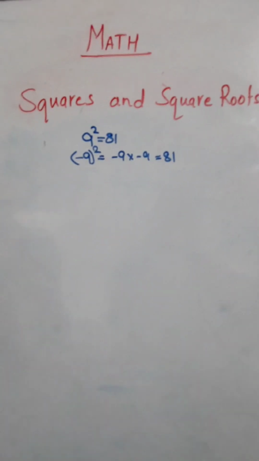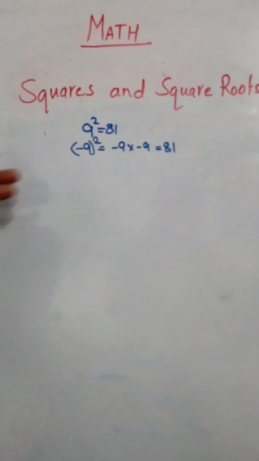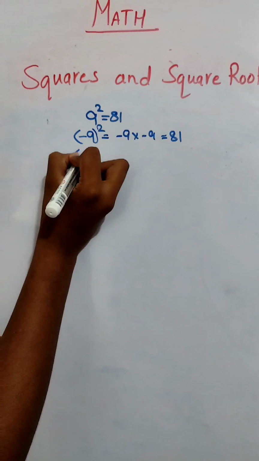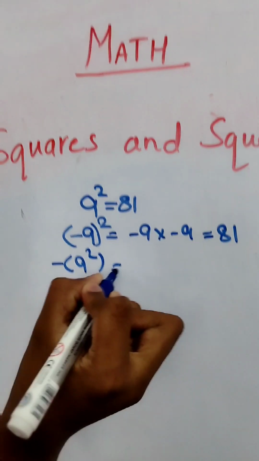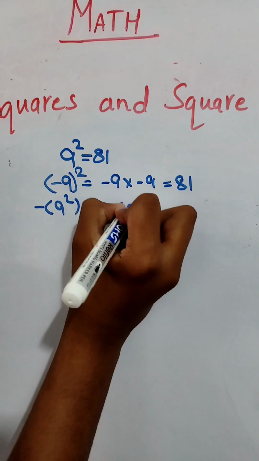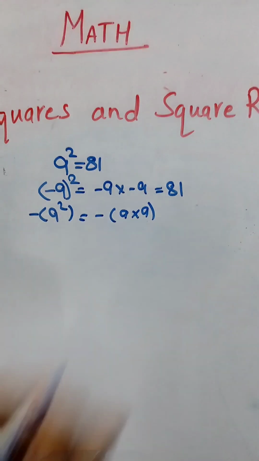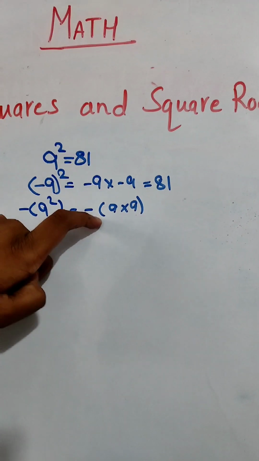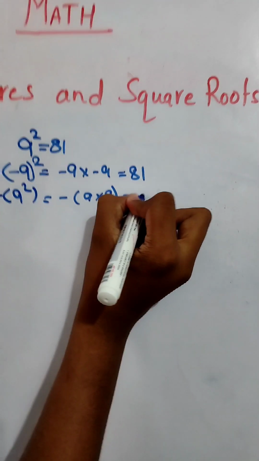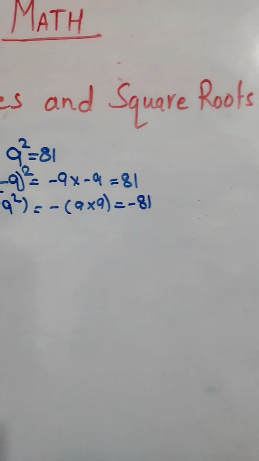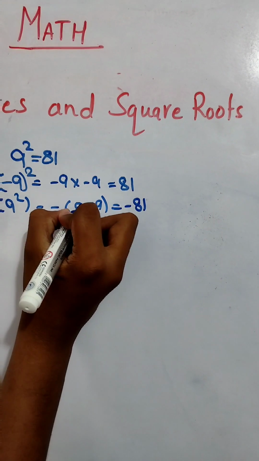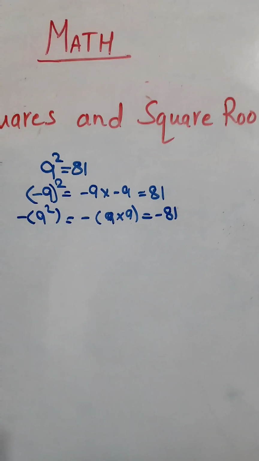Now let's take up another way of writing this. What if we put the minus outside the bracket? That is, we write minus 9 square. In this case, we are taking 9 into 9 and keeping the minus outside the brackets, so we are not multiplying the minus twice, which leads to the answer being minus 81.